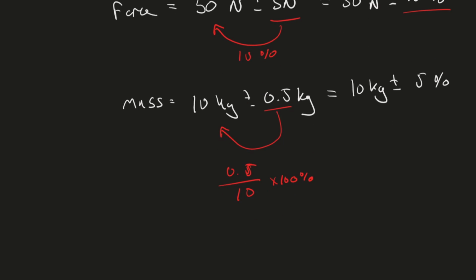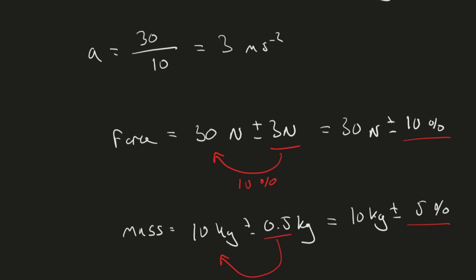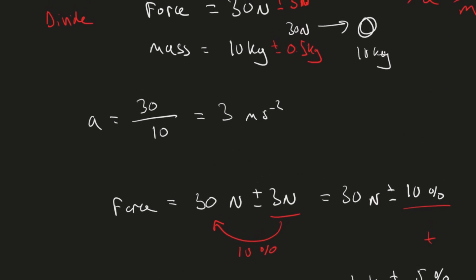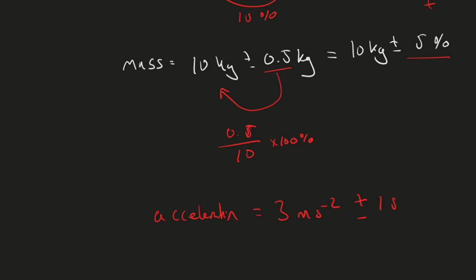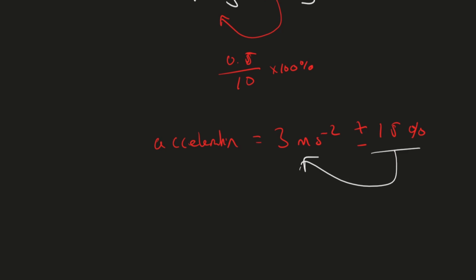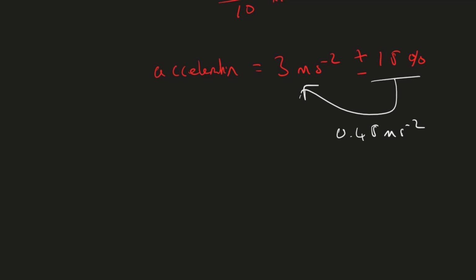Okay, cool. So now we've got the percentage uncertainties for both of these. Because we did force divided by mass, that means we did a division, so we add the two percentage uncertainties of force and mass together. The acceleration we worked out was 3 meters per second squared, but we can add an uncertainty of plus minus 15% because we added both of those together. And if you want to, we can rewrite that as an absolute uncertainty. 15% of 3 meters per second squared would be 0.45. Again, if you're not sure how to work that out, it's just 0.15 multiplied by 3, and you can put that into your calculator. So we can rewrite that as an absolute uncertainty: 3 meters per second squared plus minus 0.45 meters per second squared. Okay, cool.